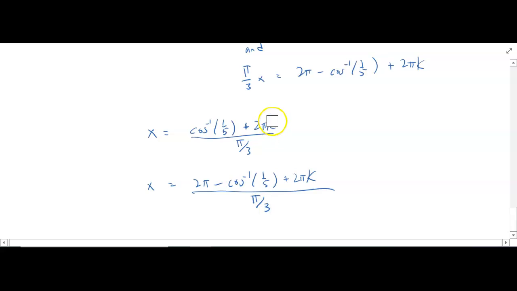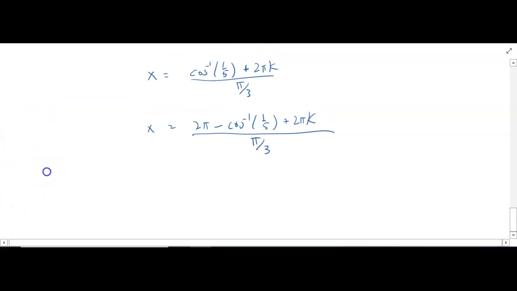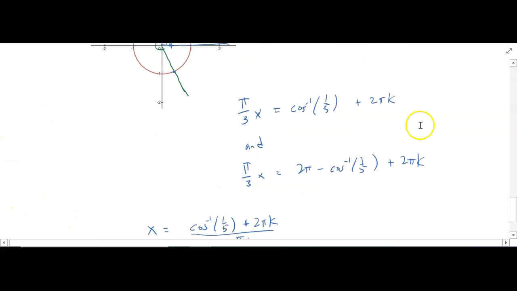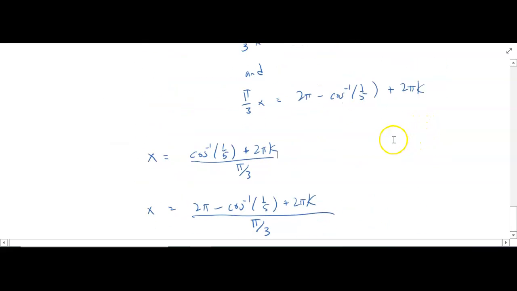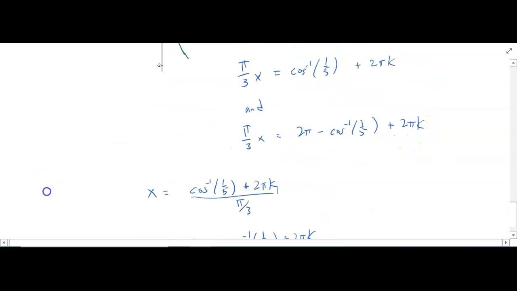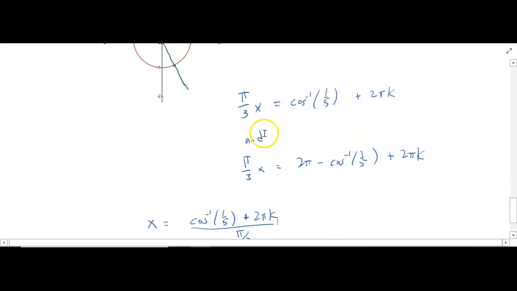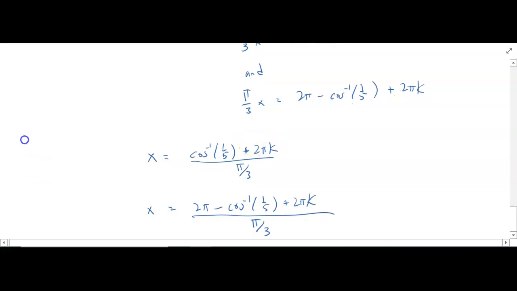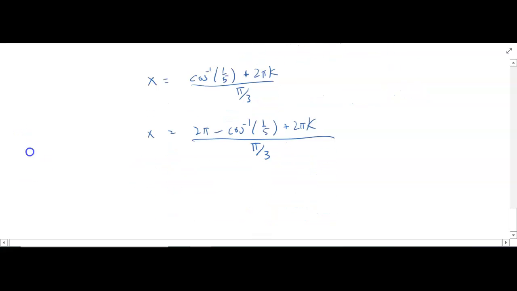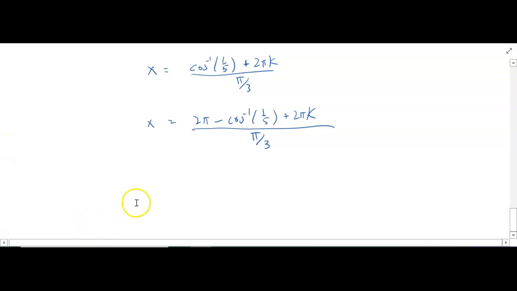Now, the way to finish this problem off is to plug in values for k to find the first two positive solutions. I've done that in Desmos, and I'm just going to copy and paste the results here. Again, you plug in k equals 0, which would just be these two solutions right here. But we have to be a little careful here, because what I had for u was before we divided by pi over 3. We want to write the general solution out, and then after we do that, plug in values for k. Plug in 0, 1, 2 to find however many solutions we need.